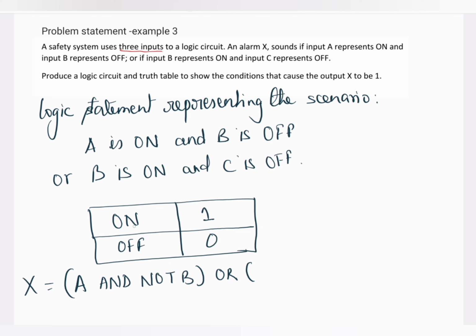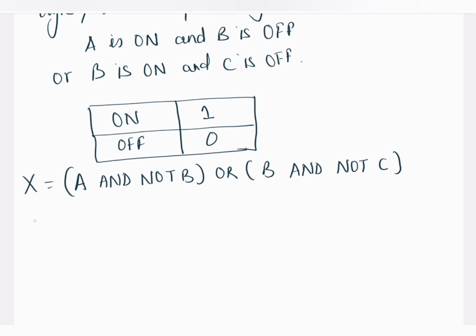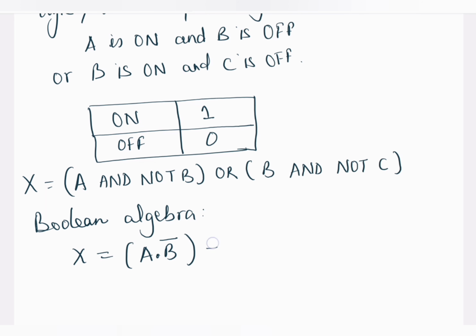It says B is on, that means B is 1. So B is as it is. We put the and together. And then it says C is off, that means C is 0, which means not of C. Now let's put this into the Boolean algebraic expression. So X is going to be A and is represented by dot, not B, the B with the bar on the top, or is the plus sign, the B as it is, and is the dot, not is C with a bar on the top. So this becomes the Boolean algebra.